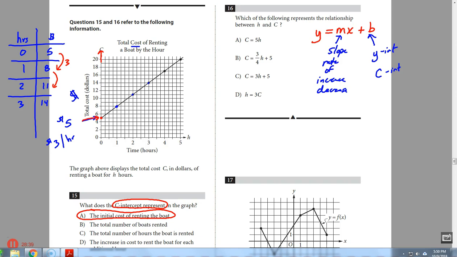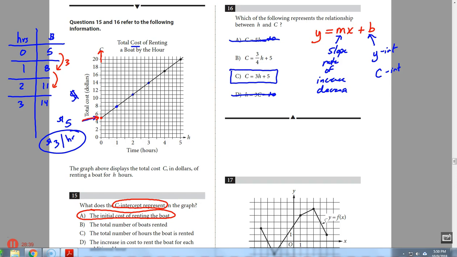So it looks like I'm going to scratch out A and D because their y-intercept, there was no number at the back, so we pretend it was 0. So they're out. B and C are still in the game, but my rate of change was $3 per hour. We kind of had that from earlier. So I'm going to go with C.